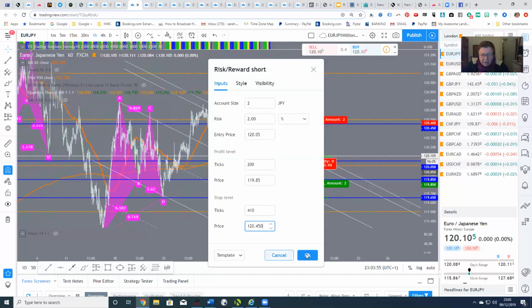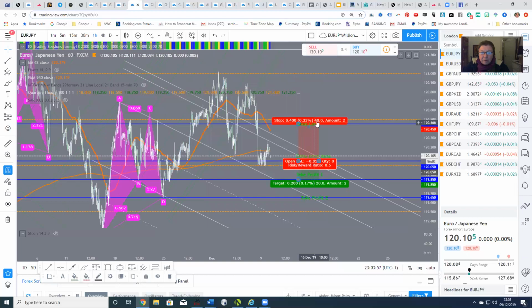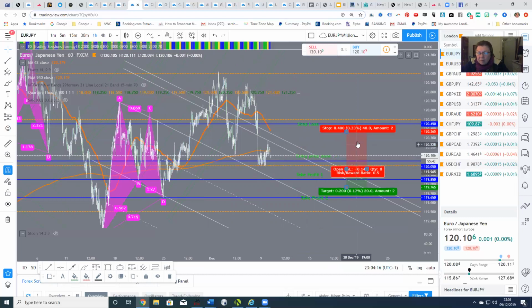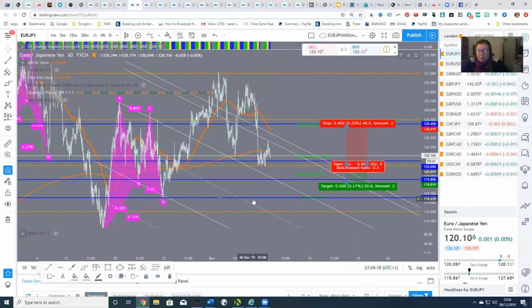So we're going to save that, and that now has adjusted exactly what our situation is. I'm just going to move that along a bit. 120.05. It's just moved slightly, I think. My system's a bit slow. That's it.